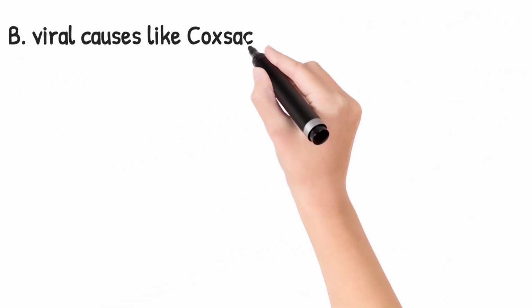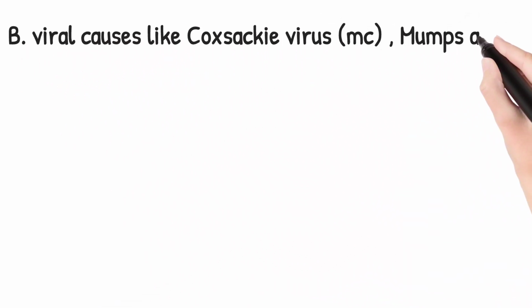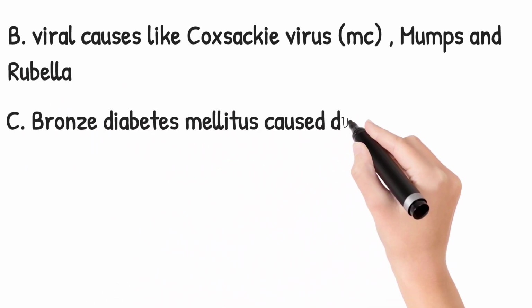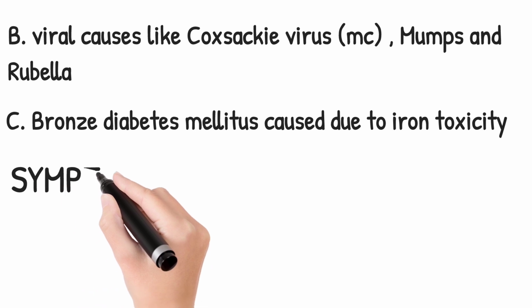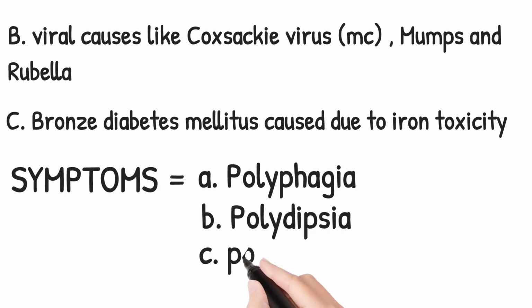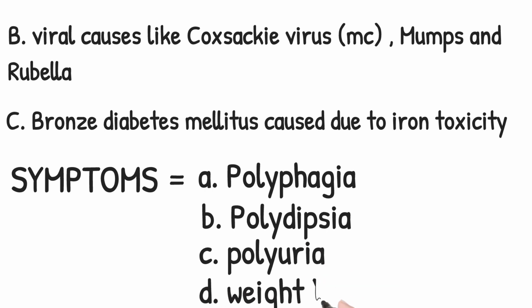Viral causes. In viral causes, Coxsackie virus is most common. Others are mumps and rubella. Bronze diabetes mellitus is due to iron toxicity. Symptoms are polyphagia, polydipsia, polyuria and weight loss.